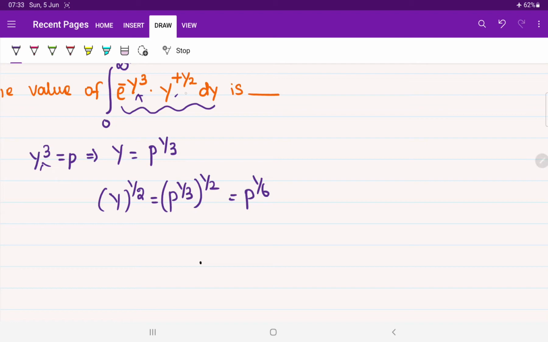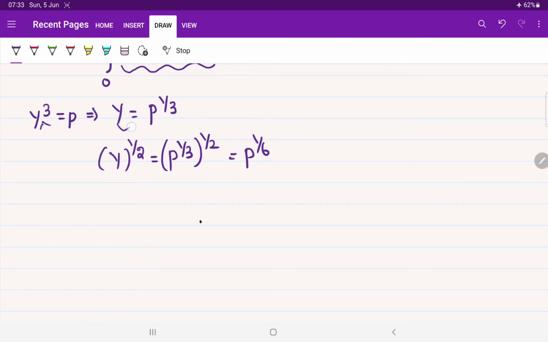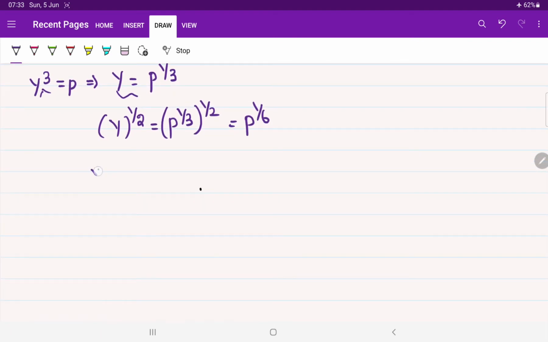So now I can replace this y power 1 by 2 by p power 1 by 6. I can replace this e power y cube by p. Okay, sir, absolutely, it's fine. Next, dy is there. I have to replace dy by dp. How can I do that? For that, take the function y. We know the value of y can be written as p power 1 by 3.